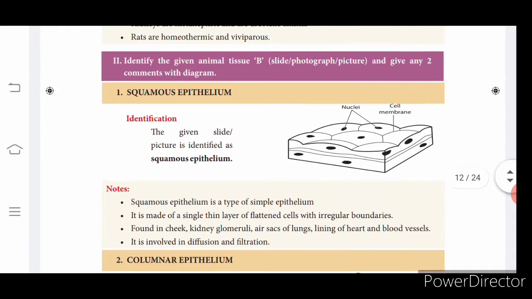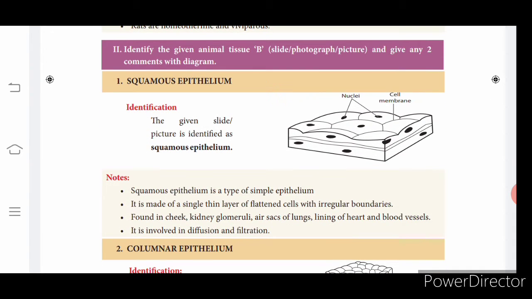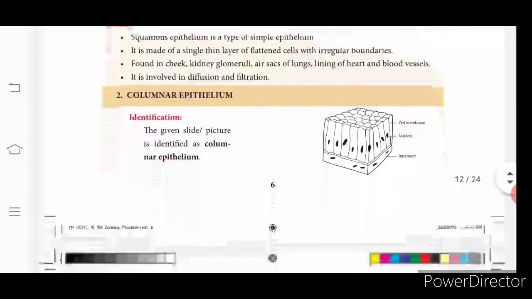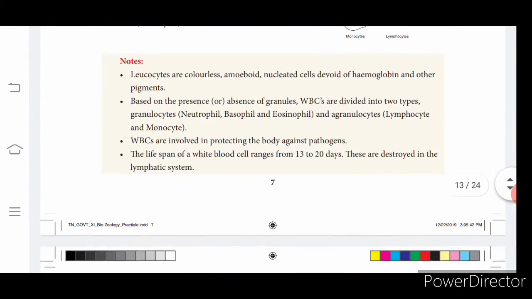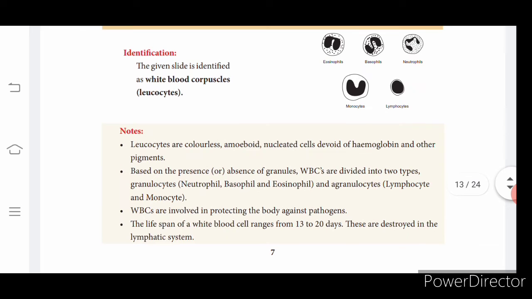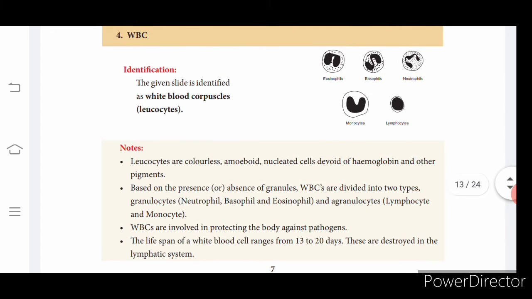Second question, identify the given animal tissue. That you should write towards your right hand side. Then you have to make the diagram towards left hand side. Write notes. Okay, identification and notes. Follow. So here also 4 points. Maximum 4 points only are given. Till WBC. Do you follow?